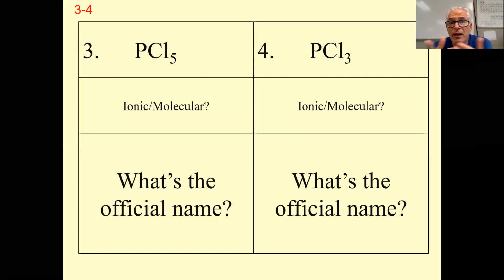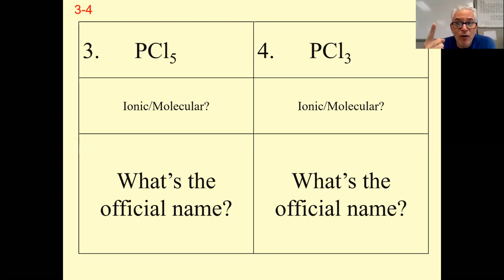PCl5 and PCl3, 2 in a row. P, what the heck is P? P is element 15. See where it is? It's on top of the stairs. That makes it a nonmetal. If your first atom is a nonmetal, you're molecular. So both of these are molecular. You can write M or I, molecular or ionic. What's the name? There's 1 phosphorus and 5 chlorine.